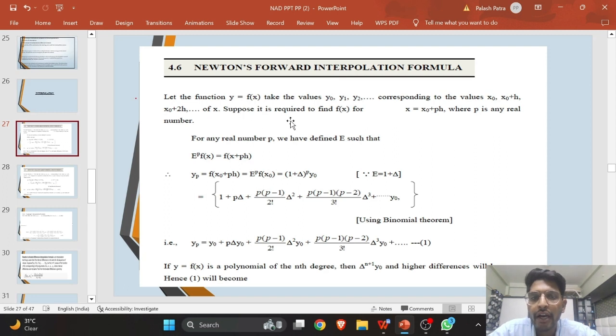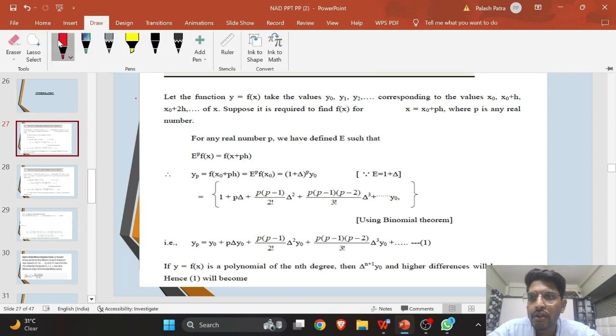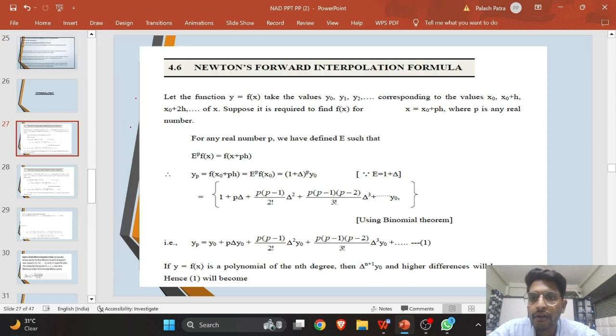Suppose we need to find the required function f(x) for x equal to x0 plus ph, where p is any real number. For any real number p, we have defined E^p of f(x) as f(x plus ph), and then we have used the binomial theorem to expand it. Finally we got the result for yp, where yp is given as y0 plus p times delta y0.